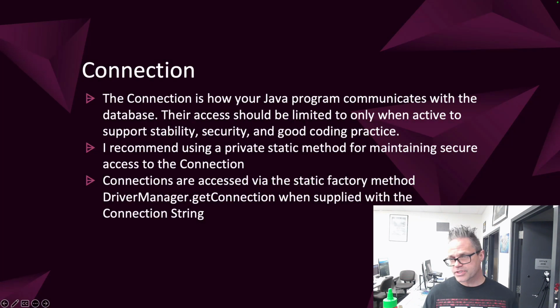The connection. So the connection is the actual component we work with in Java to make the connection to that database. It's how we connect to it. Connections should be limited, with minimal access. We don't want to spread this all over the place. So we want to handle it inside a try with resources block to make sure we have good coding practice, so it automatically closes when we're done with it.